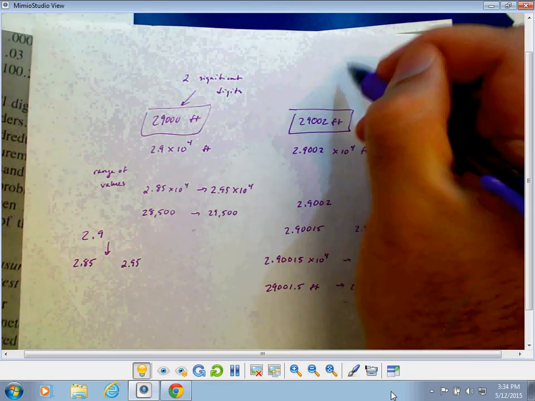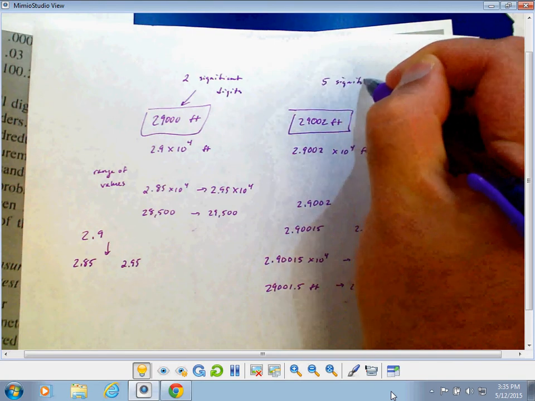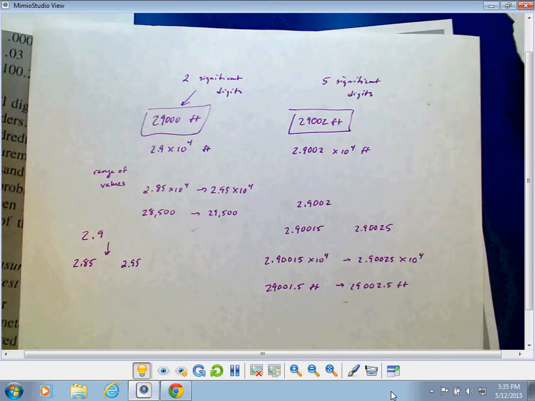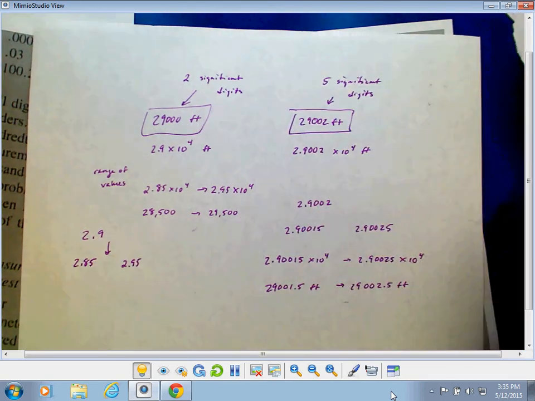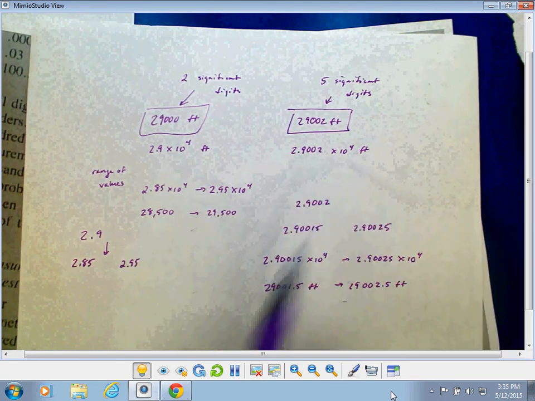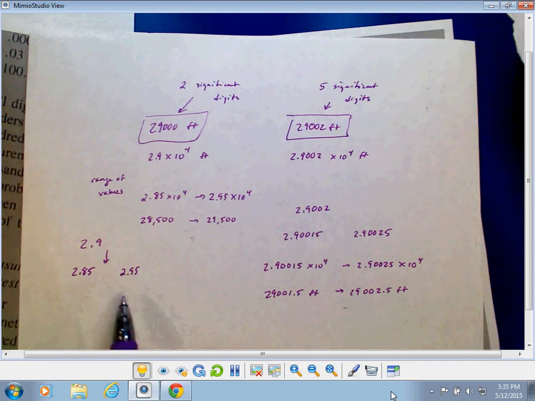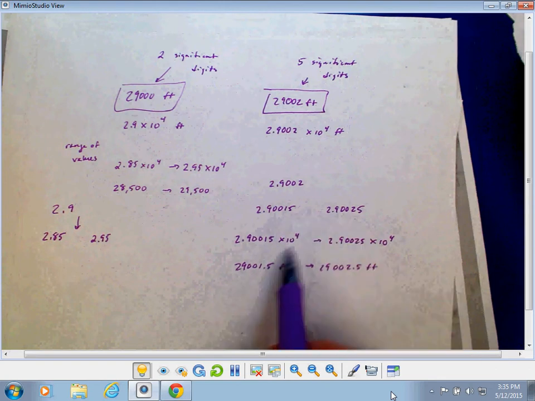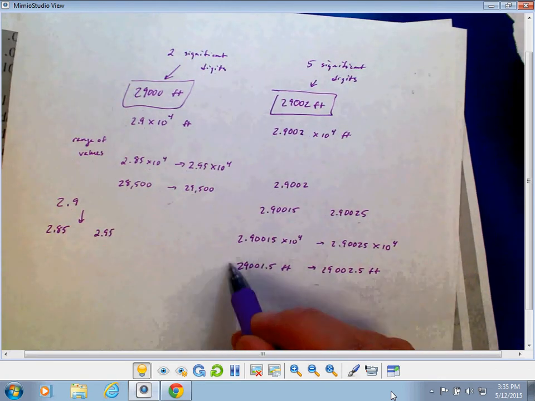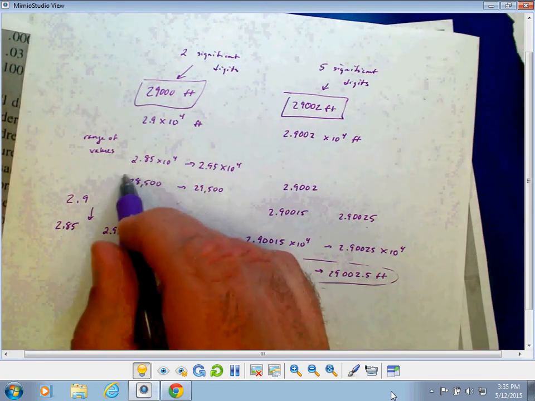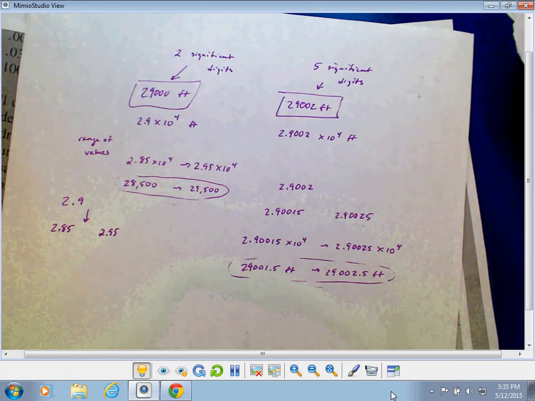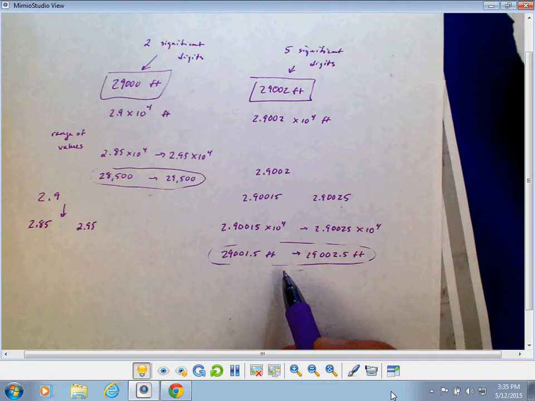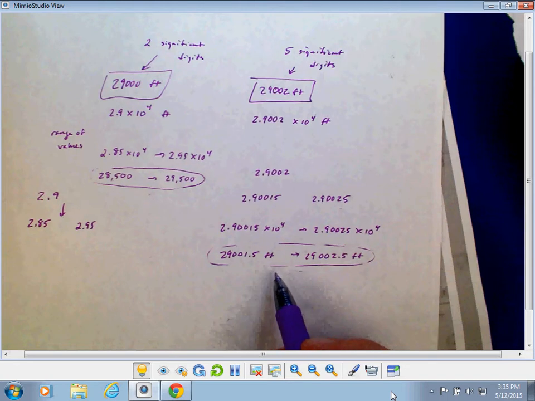But see, this one is 5 significant digits. Five significant digits would be a lot more precise of a measurement. And as it turns out, when you write it in scientific notation and you create that range by dropping it by a 0.5 and raising it by a 0.5 on the ends, you can see that this kind of measurement turns out to be a much more exact range than this one is, right? This is 1,000 feet off, plus or minus 500 we would call it. This one is plus or minus half a foot. So that's a totally more precise measurement than this one is.